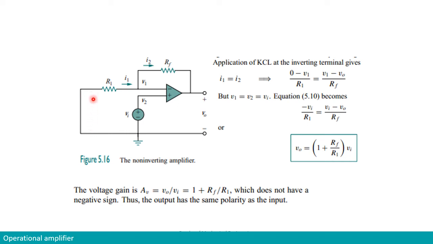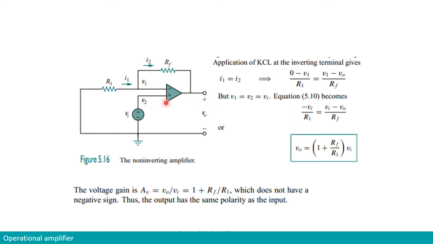And as we can see here, V2 is connected to V input, which is called VI. So V2 will be equal to VI. Therefore, V1 equals V2, which is also VI. So that's the first thing. It's written here: V1 equals V2 equals VI.